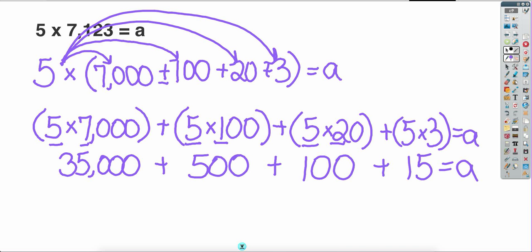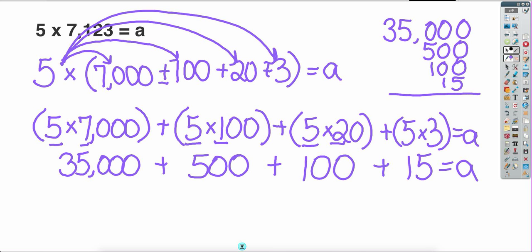So my last step is to add these 4 partial products. 3,500, 500, oops, sorry, that is not correct. Always checking back to make sure. So I meant to say 35,000 plus 500 plus 100 plus 15, right? And that's what I'm adding.